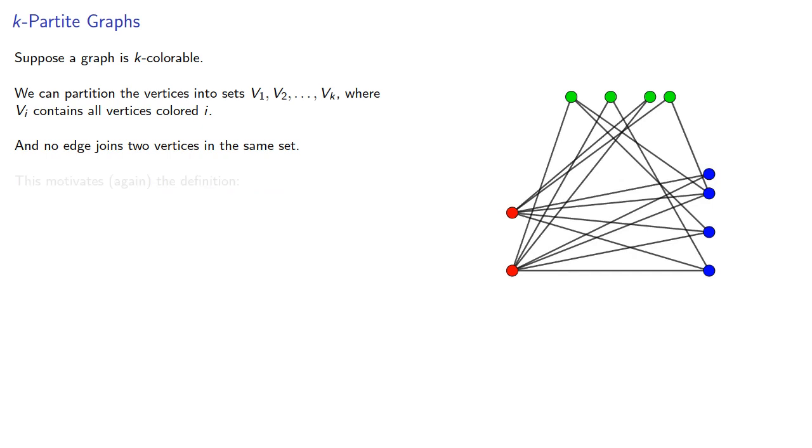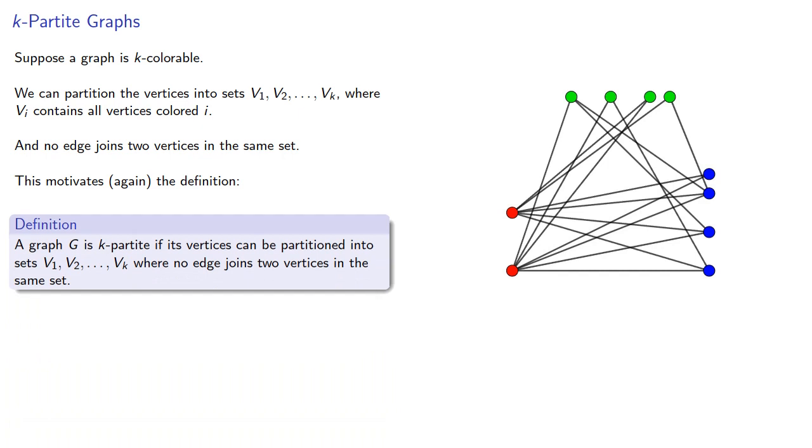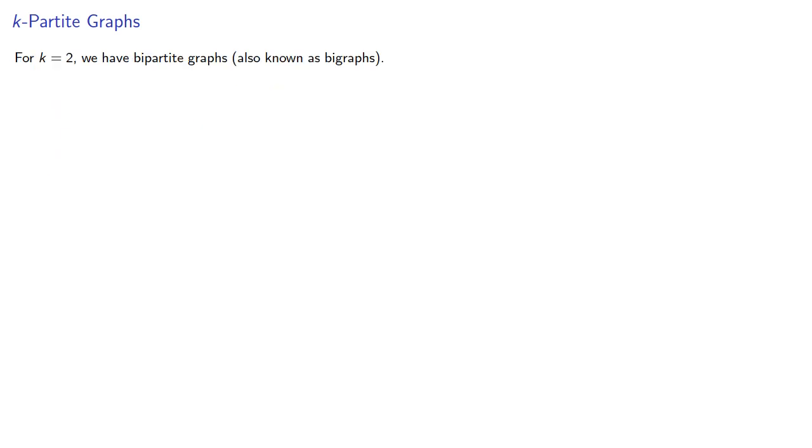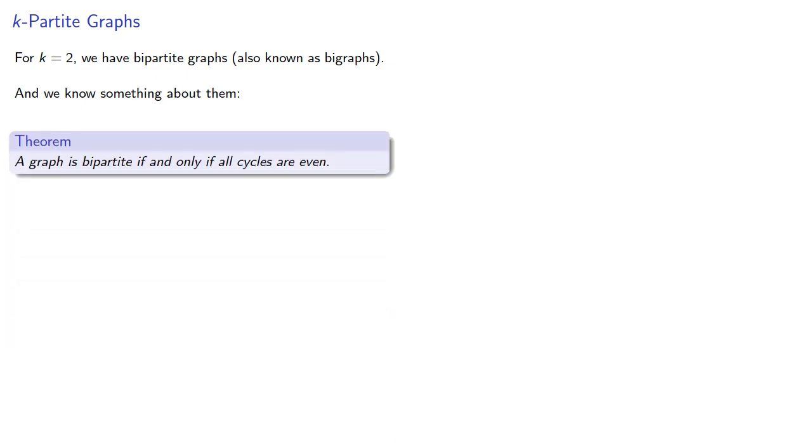And this motivates, again, our definition of a k-partite graph. A graph is k-partite if its vertices can be partitioned into sets where no edge joins vertices in the same set. Again, for k equals 2, we have a bipartite graph, which is also known as a bigraph, and we do know something about these. A graph is bipartite if and only if all cycles are even.